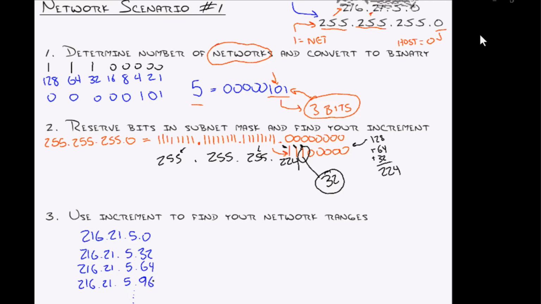What this is, when I'm looking at this, is the beginning of each network range. Now, all I have to do is fill in the end. What's the last IP address before I get to 216.21.5.32, which is this one right here? Well, it's not a trick question. 31. Just take one away from 32. 216.21.5.63, the last IP address before 64. 216.21.5.95. And so on and so on we would go down until we found enough network ranges to fit our organization.